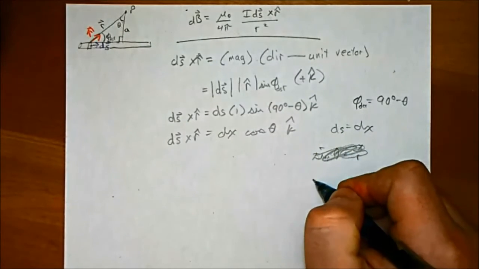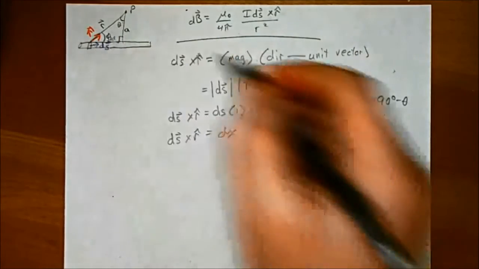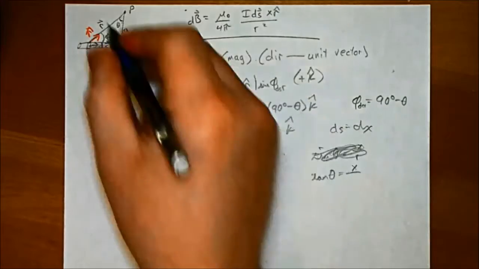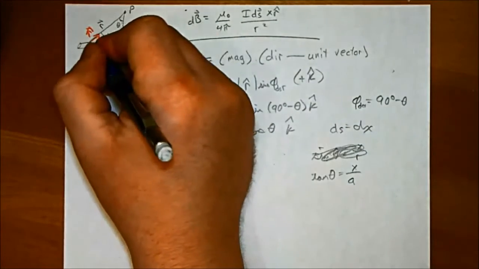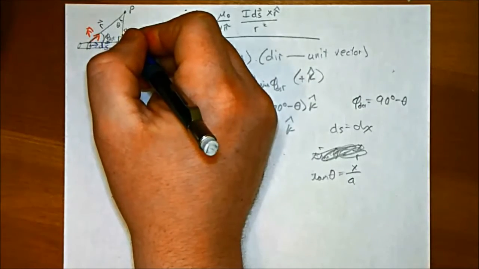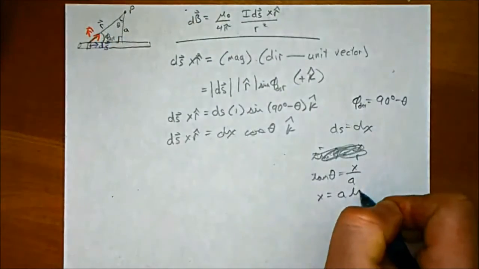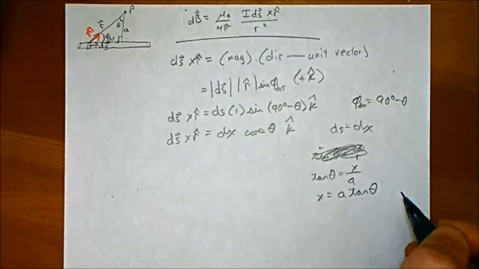So what if I look at tangent of theta? Well, that is opposite x over adjacent a. And I'm just talking about the whole distance here of this triangle, x over this whole distance a. So then x equals a tangent of theta.